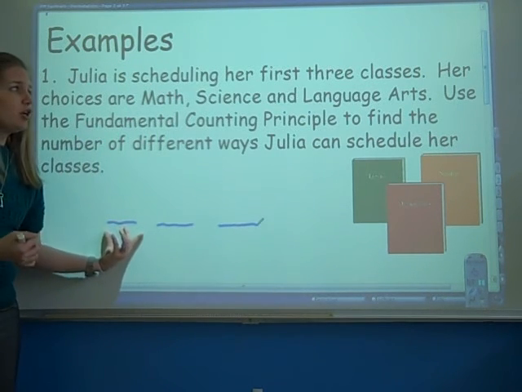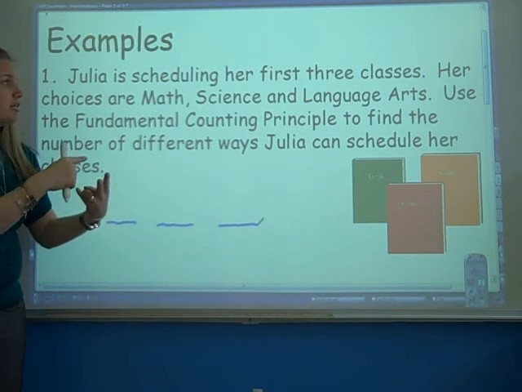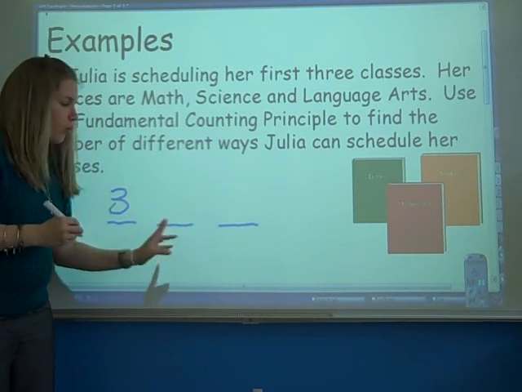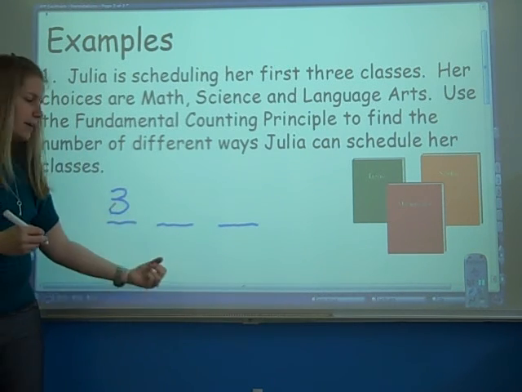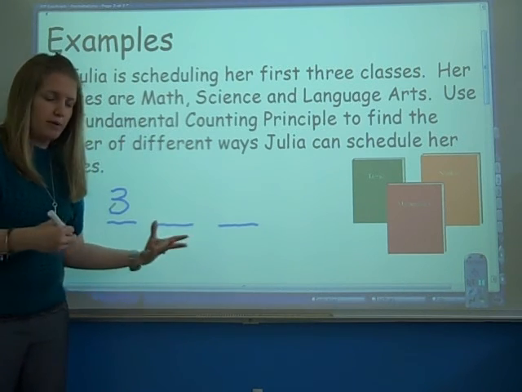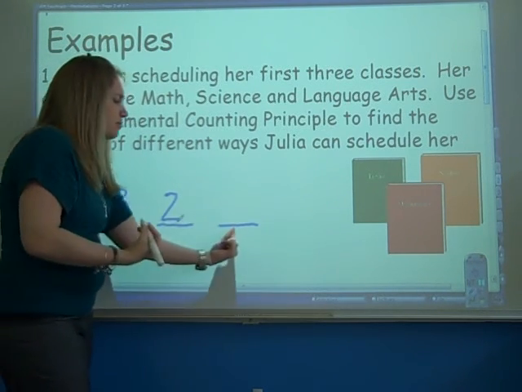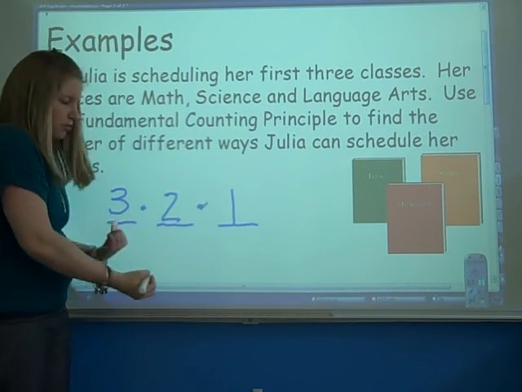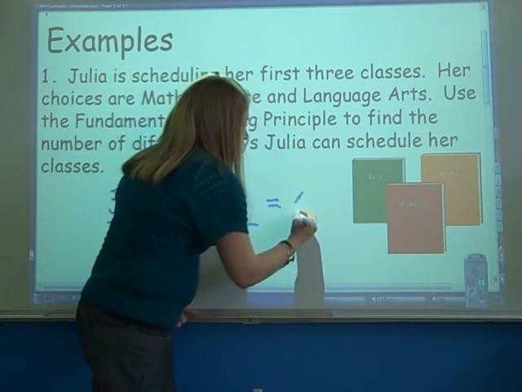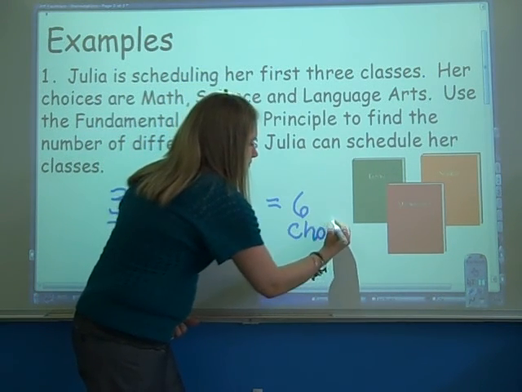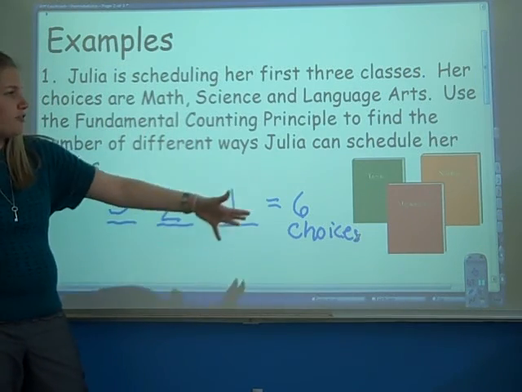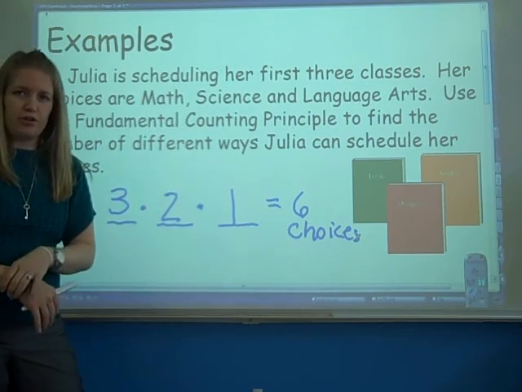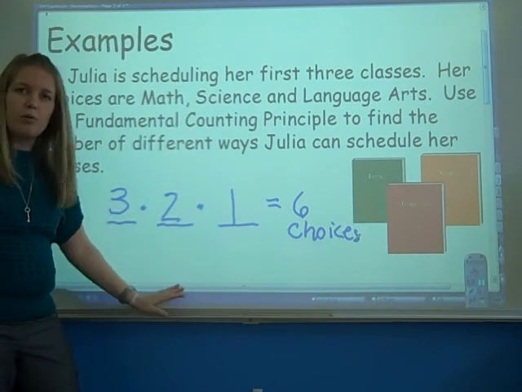For first period, we have 3 choices. We have math, we have science, and we have language arts. So 3 would go here. For our second period, 1 of these will have been chosen. So 1 will be used up, and now we'll only have 2 choices left to go into second period time slot, which means you'll only have 1 choice left there. So you do 3 times 2 times 1. 3 times 2 is 6, times 1 is 6. So you will have 6 choices. And this will be 6 different ways that she can set up her schedule, depending on which one goes first, second, or third. So this is a permutation because the order matters.